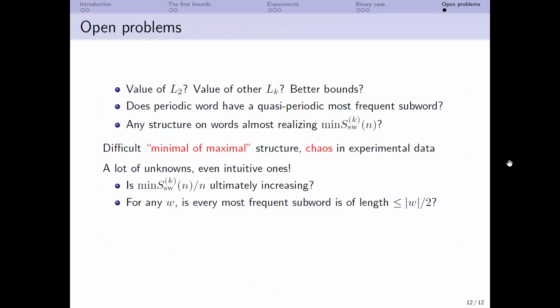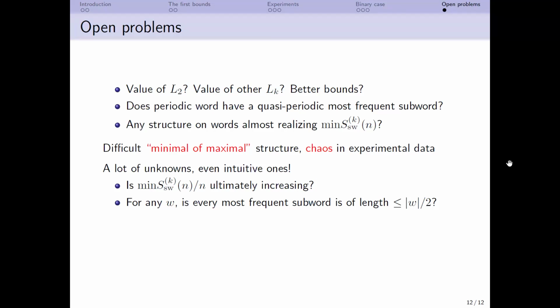But of course, a lot is still unanswered. For example, can we get the value of L2? I don't think it's within reach for the moment, but maybe you have better ideas. But even if we don't know its value, can we give better bounds by analyzing other families of words? Or can we say something on alphabets of other sizes? That's still very open.